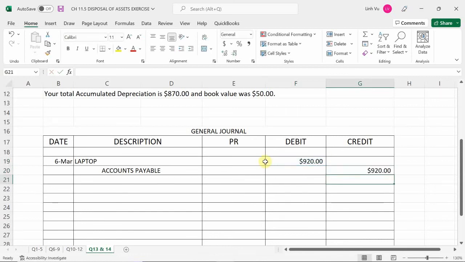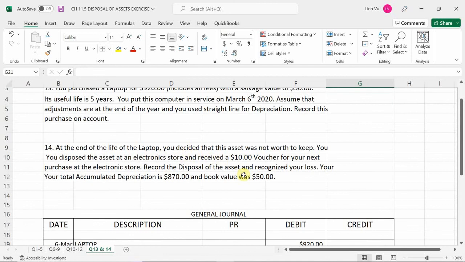Okay? Good. So then it says here, number 14, at the end of the life of the laptop, you decided that this asset was not worth keeping, and that you disposed the asset at an electronics store and received a $10 voucher for your next purchase at the electronics store. So you got some value out of it. Now, of course, we're going to record the disposal of the asset and recognize whether you got a loss or a gain, or recognize your loss, excuse me.